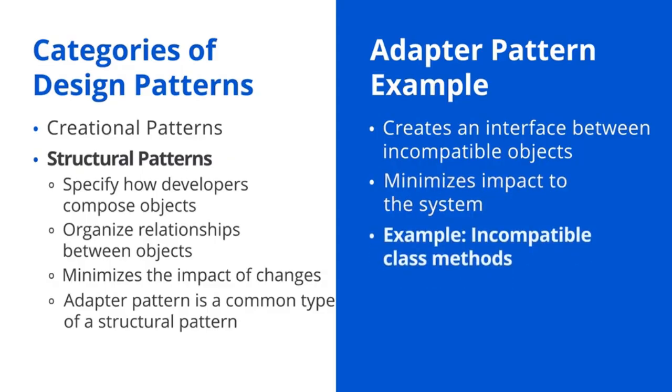For example, let's say you have an application with a square peg class and a round hole class. The round hole class expects objects to have a method for getting a radius, but the square peg class has a method for getting its width instead. The adapter pattern can help you write an interface so that these two objects work together.